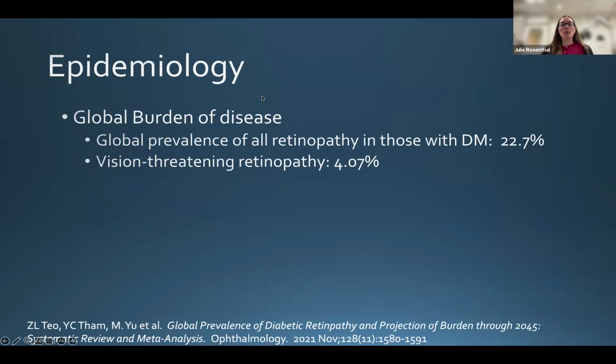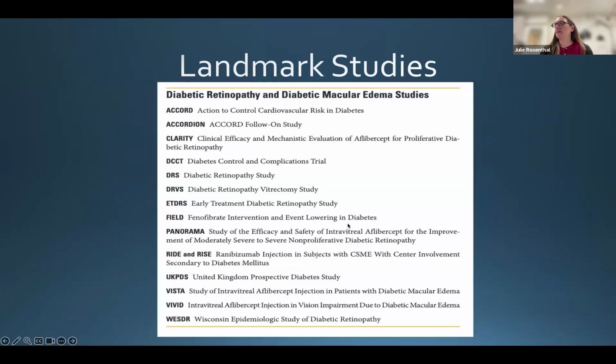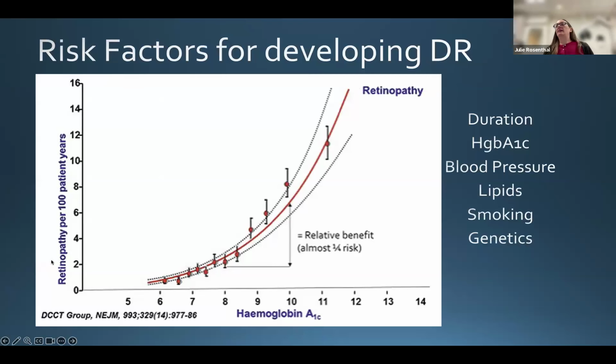So the global burden of disease is around the same. Of all those with diabetes, about 23% have some retinopathy, and about 4% of those have vision-threatening retinopathy. We're lucky that we have several landmark studies. Some of them are multiple complications, some of them only eye disease studies, but they've really helped guide how we look at the problem, how we treat the problem, and how we look at who is going to get diabetic retinopathy.